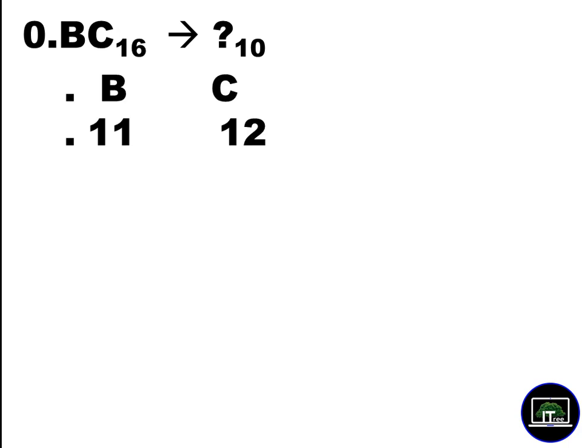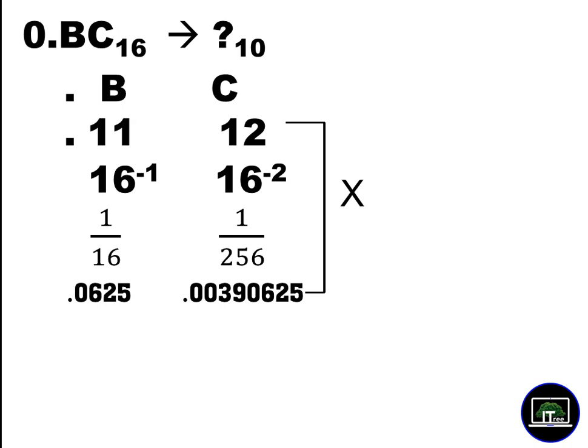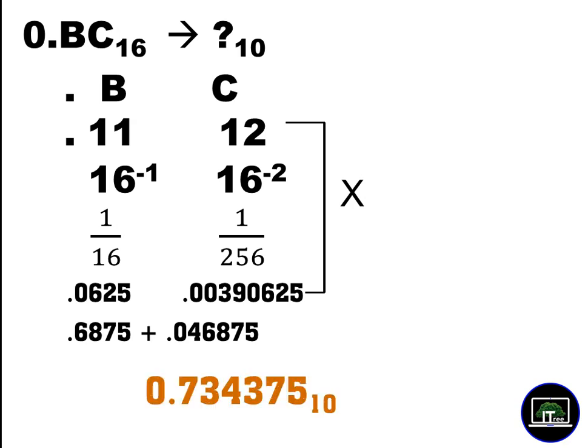Okay, we go one more example. Point BC. What is B? B is 11. C is 12. You add the values there. You multiply these two together. 11 multiplied by 0.0625. You get these values. You add up together. You can see that. Okay.